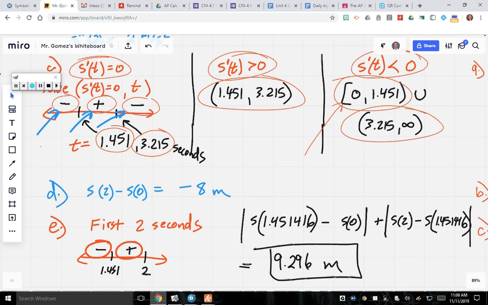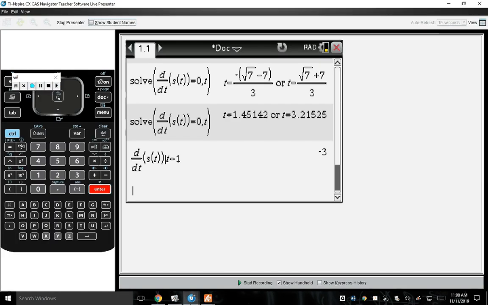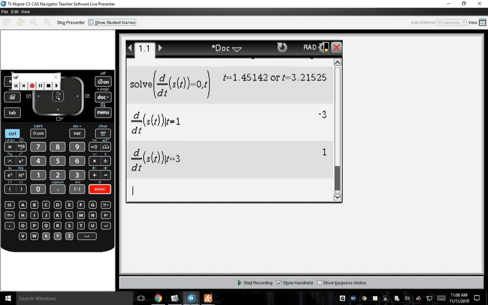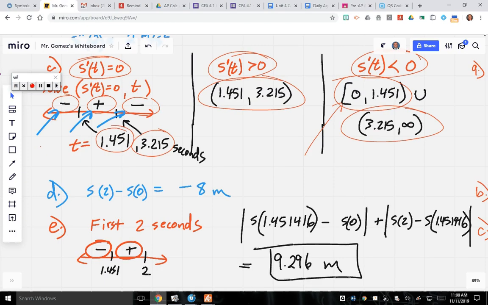The second one, I can test something between 1.4 and 3.2. Any number, what could I do? I could do 3. So I'm going to go over here, watch this, just scroll up and copy by pressing enter, and then just put 3. It's a positive. That's why I have a positive right here in the middle.